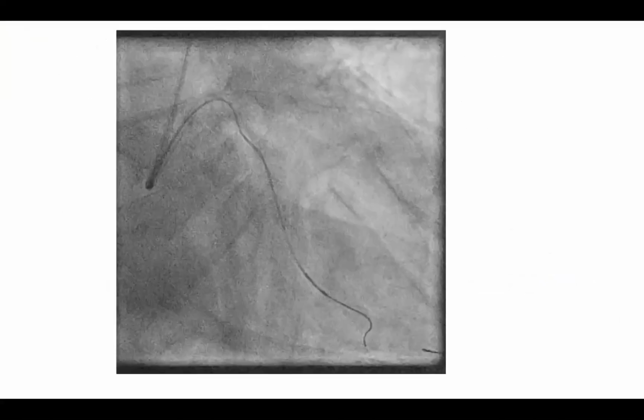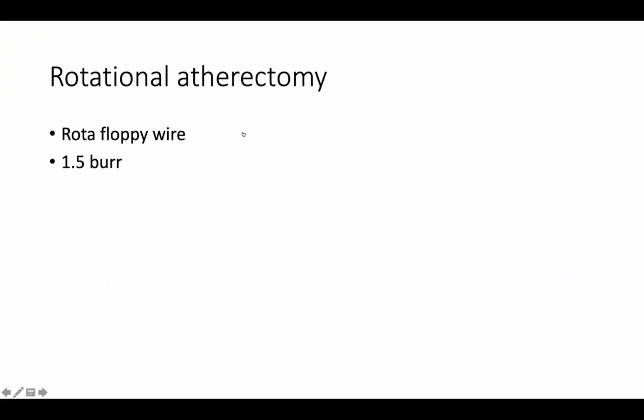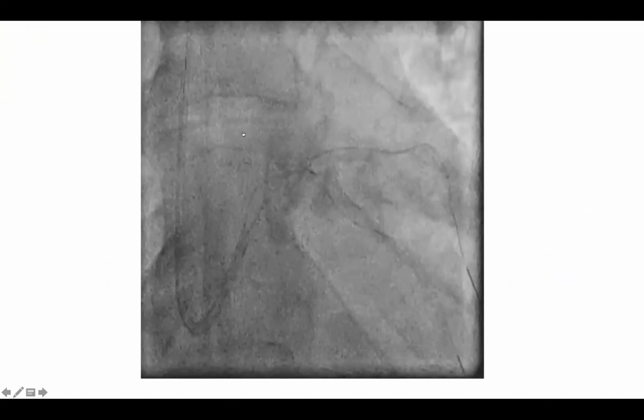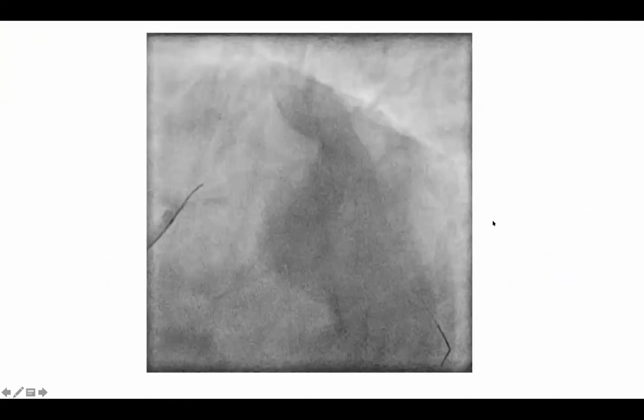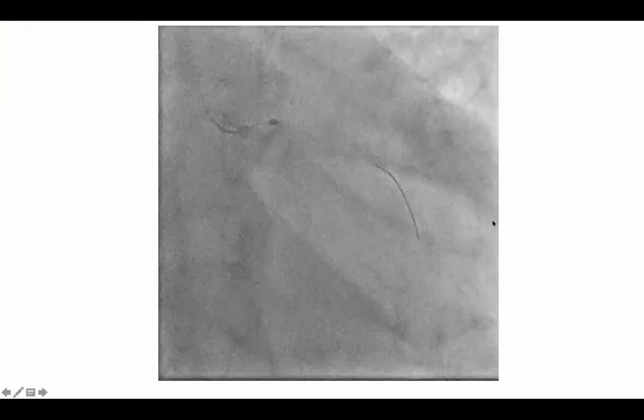After that, it's an easy case. We did rotablation and used 1.5 bar. We pre-dilated the left circumflex artery first with 2.5, then 3, and then 3.5 balloons, and we used the culotte technique. We put one stent, a Megatron 3.5 by 28 stent in the circumflex artery, with post-dilatation with a 4.5 balloon and then a 3.5 balloon.